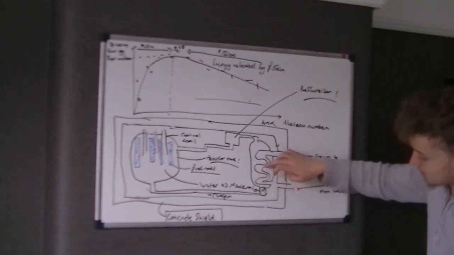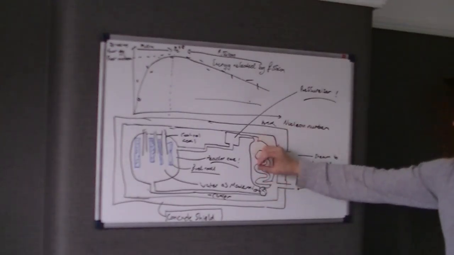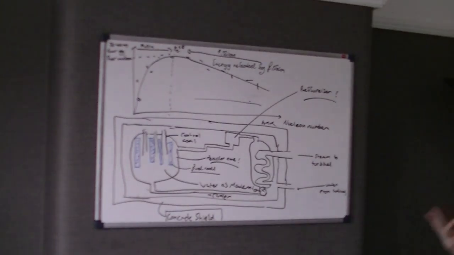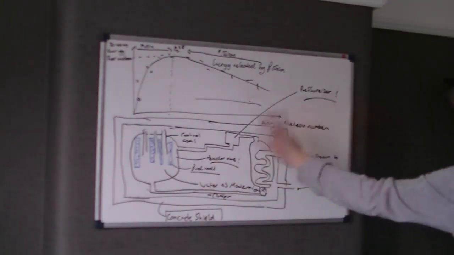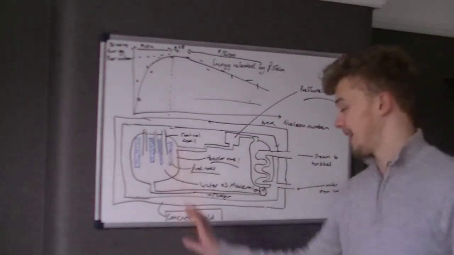The water gets pumped through this pipe, and the heat comes through and heats the water up, and then we get steam going out to the turbines, which turns them and generates electricity. Hopefully you understand all that, but that was really covered in your GCSE. This is the bit we're looking at now.